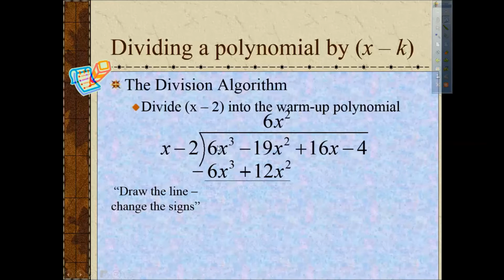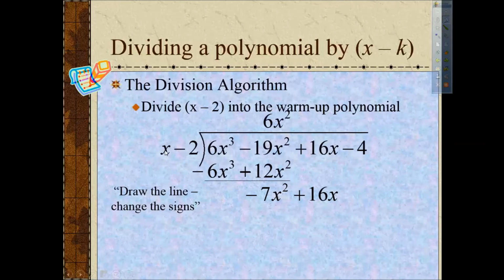If I now do addition, because addition is a lot easier to think of than subtraction, 6x cubed and negative 6x cubed add up to 0. Negative 19x squared and positive 12x squared add up to negative 7x squared. I'm going to bring down the 16x. It's almost the way I brought down a number when I did the numerical division.